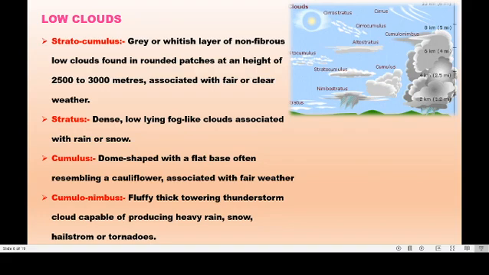When we look at this type of cloud, the cumulonimbus, it also resembles round patches, non-fibrous. The appearance is more or less similar to the stratocumulus, but these cumulus clouds are arranged in a parallel type. So when we see such clouds in the sky, they are absolutely capable of producing heavy rain, snow, or tornadoes.